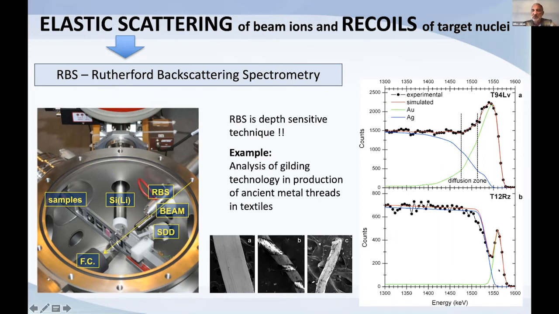In the lower one, the green line is dedicated to gold, while the blue is for silver. And you can see that the gold is only a very thin layer at the top. On the other side, in the other example, this gold layer has been diffused into the silver, which means that the technology in these two materials was different.